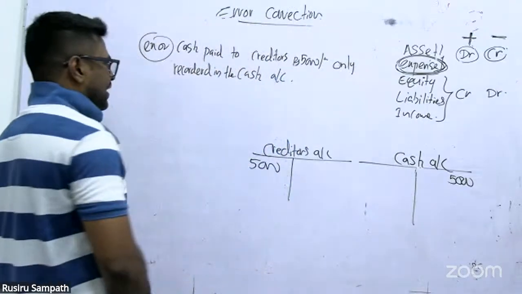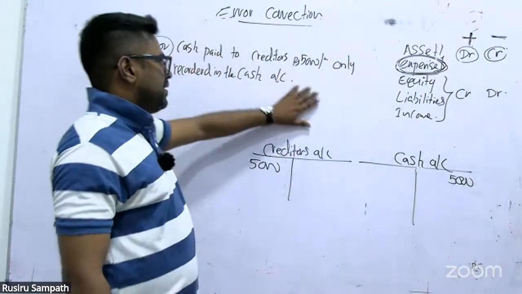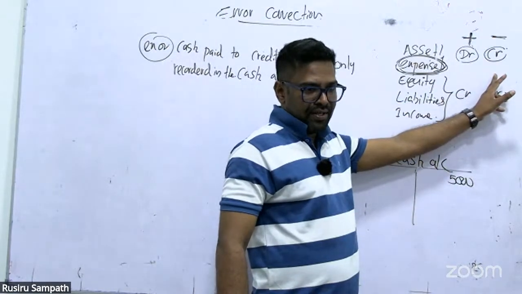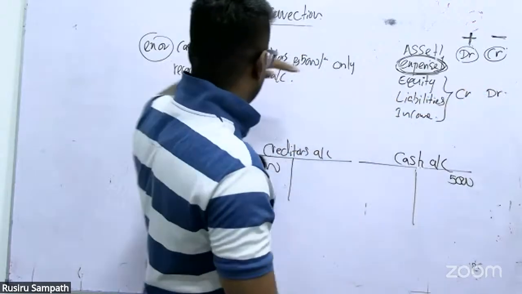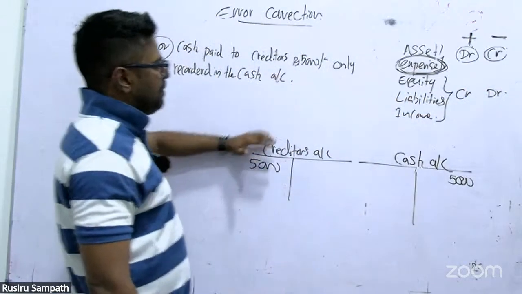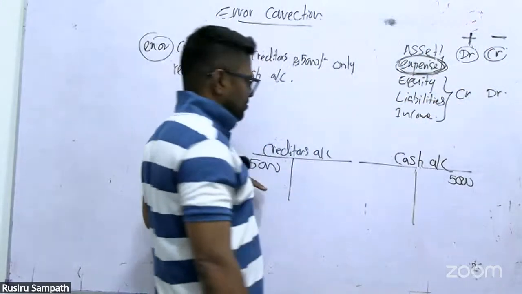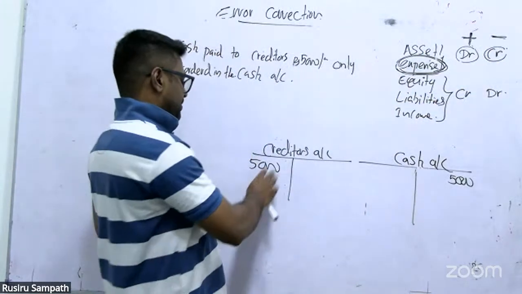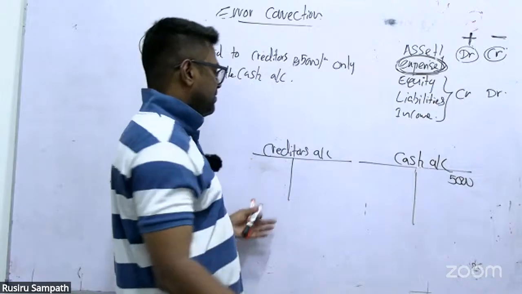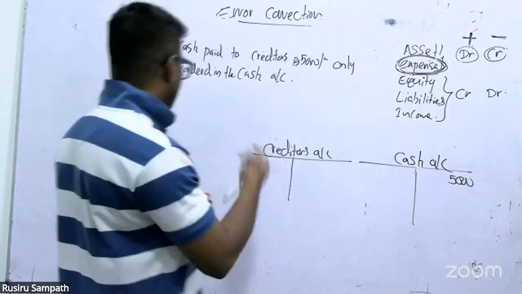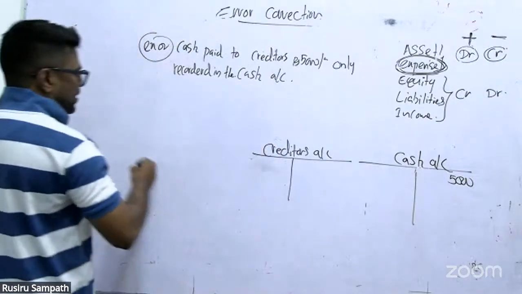Again, I explain it. Cash paid to traders, so the cash asset decreases, credit. On the other side, paid to the traders, so the liability decreases, which should be stated in the traders account, but it is not recorded there. Then how to rectify this error?